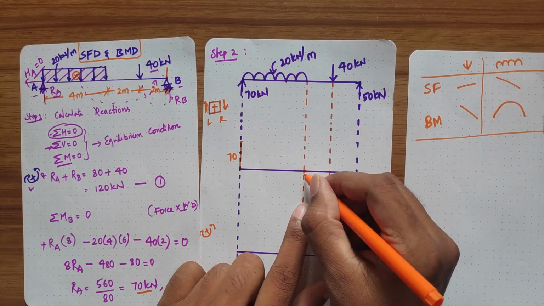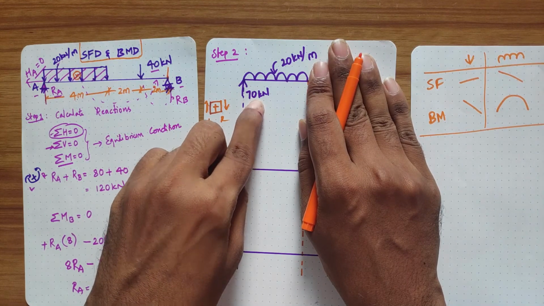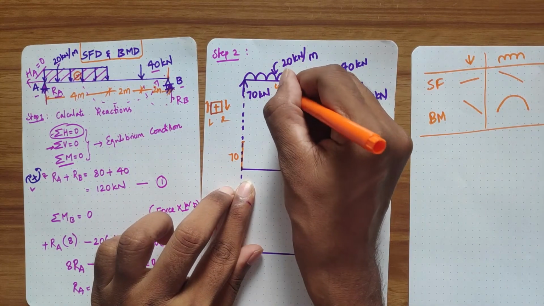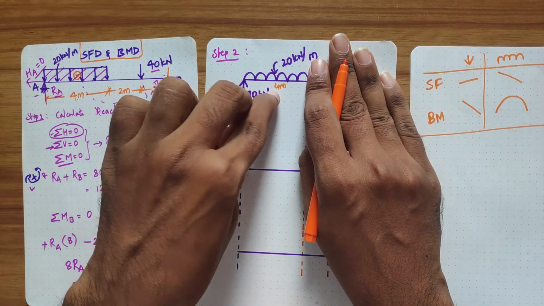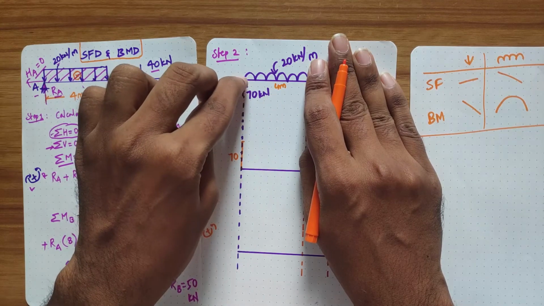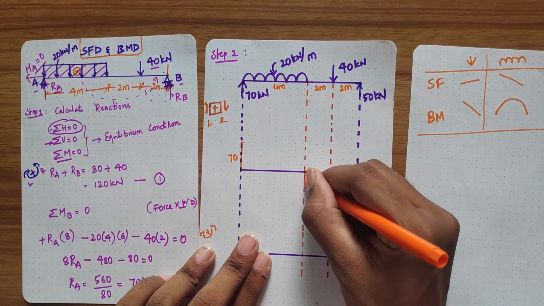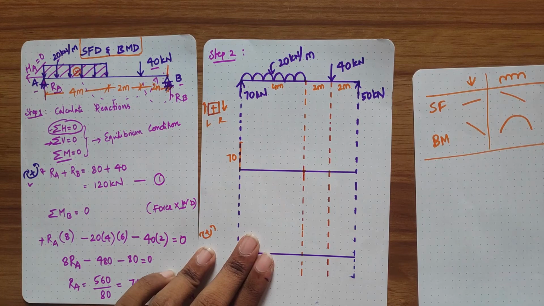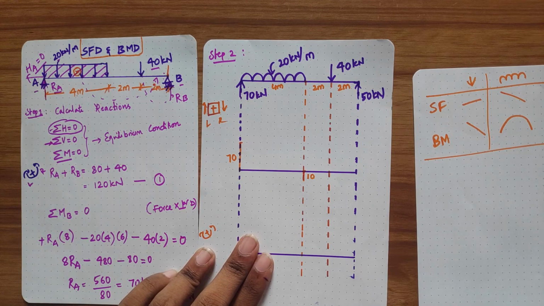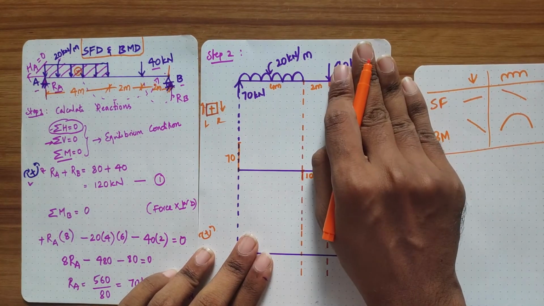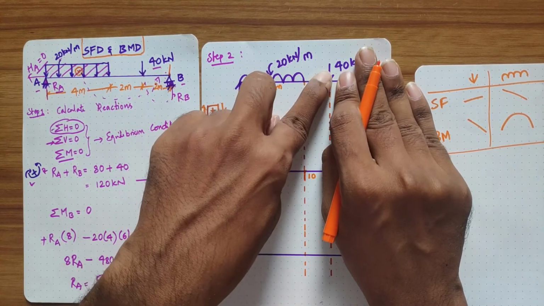Now, here, the loads on the left side of the beam: we have 70 kilonewton and then 20 kilonewton spread over a span of 4 meters. 20 into 4 gives 80. So 70 upward is positive, 70 minus 80 gives minus 10. That is why I have represented it in the downward direction. Minus 10. Up to here it's 70 minus 80, which gives us minus 10, and this one is minus 40.